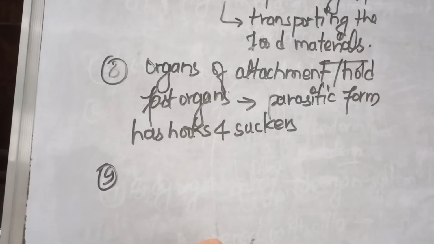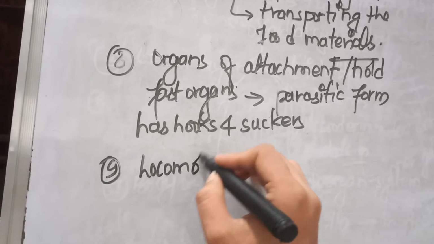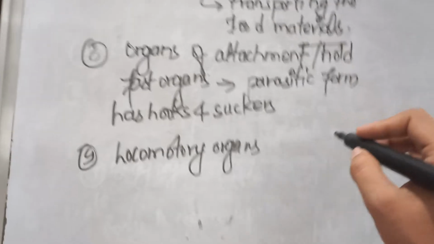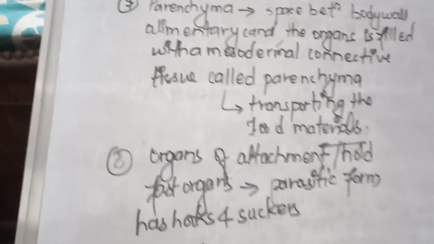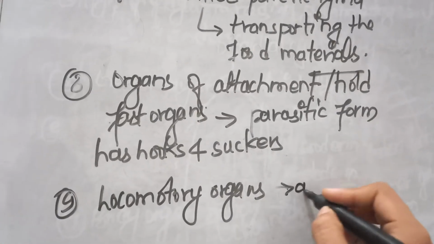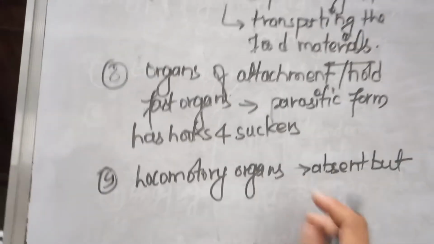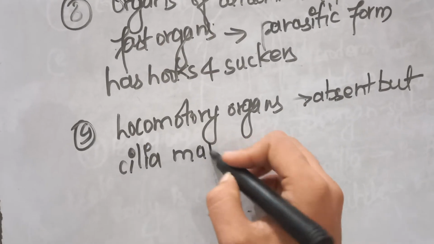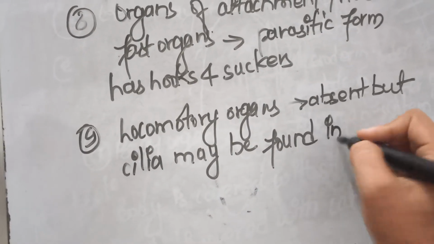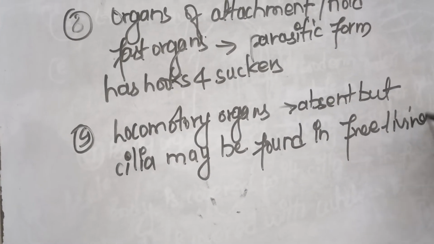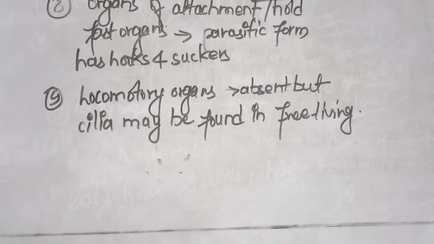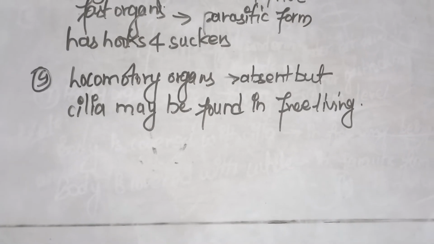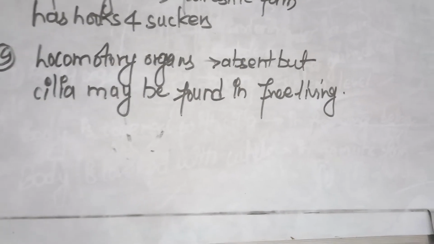Likewise, in number 9 you have locomotory organs. You have seen Taenia solium, Taenia as well as planaria. What type of locomotory organs do they have? Locomotory organs are usually absent, but cilia may be found in free living forms, yes or not? Cilia may be found in free living forms like planaria.